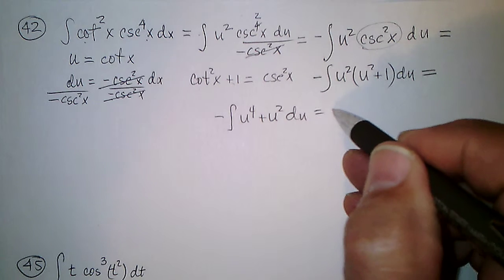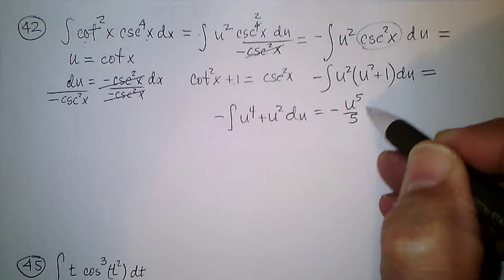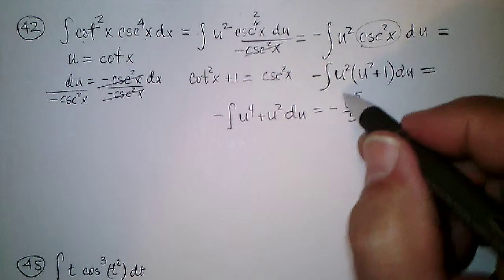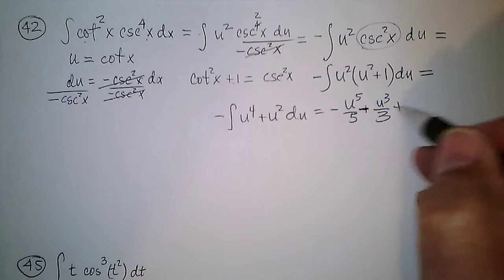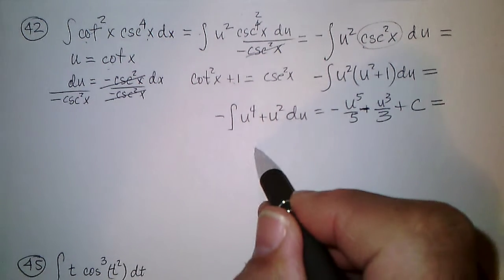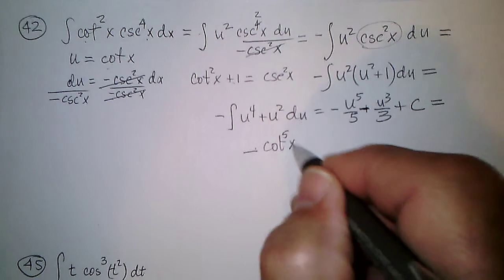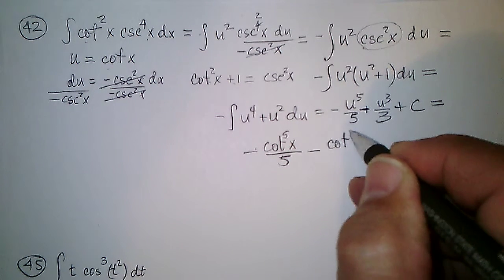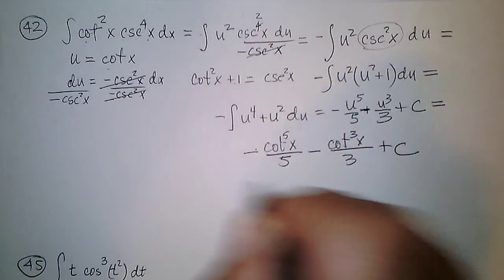which is negative u to the fifth over 5 minus, because that minus will carry through, or I could put parentheses, minus u to the third over 3 plus c, but u was cotangent x, so this is minus cotangent to the fifth of x over 5 minus cotangent to the third x over 3 plus c.